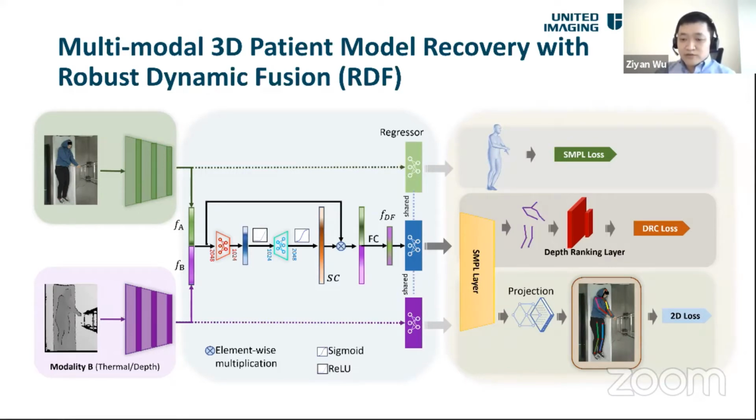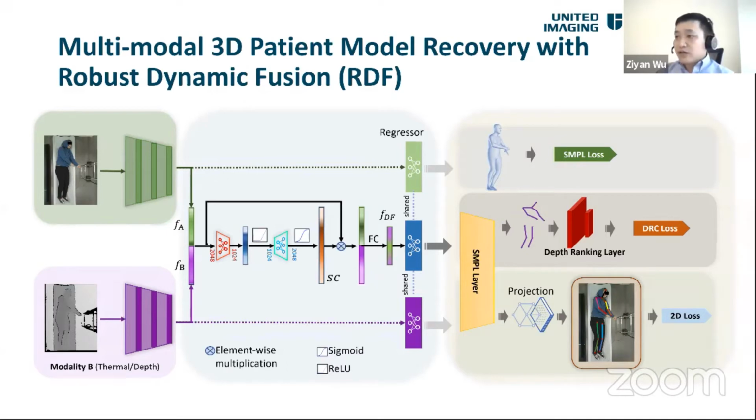So the robust dynamic fusion model enables the positioning model to be trained once with all the possible data modalities. For example, in this case, it can be RGB and depth, or it can be RGB and thermal. And then the model, once trained, can be used across different applications, which may have differing data requirements.